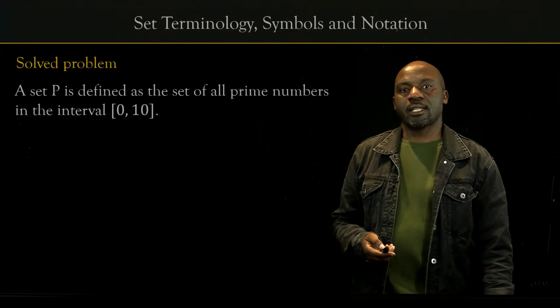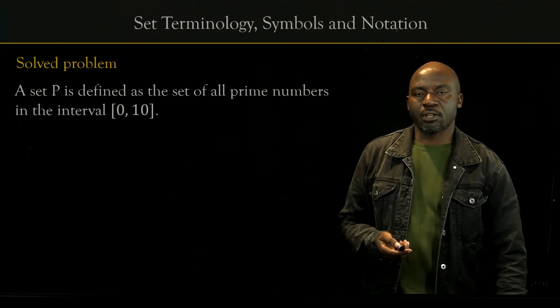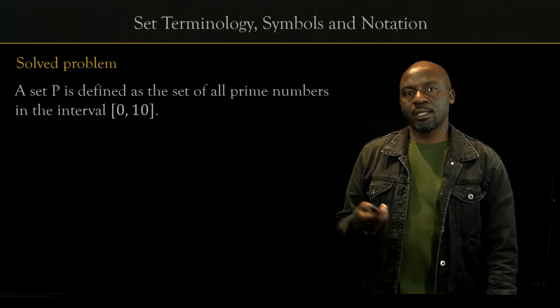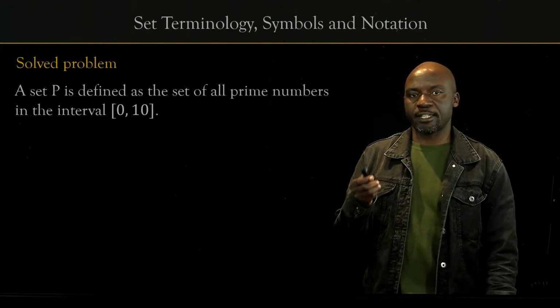Okay, I hope you got that, but if not, we're going to see more examples here. A set P is defined as the set, so here this is a solved example. Set P is defined as the set of all prime numbers that lie between 0 and 10.